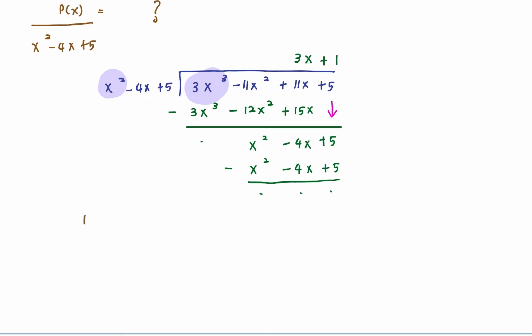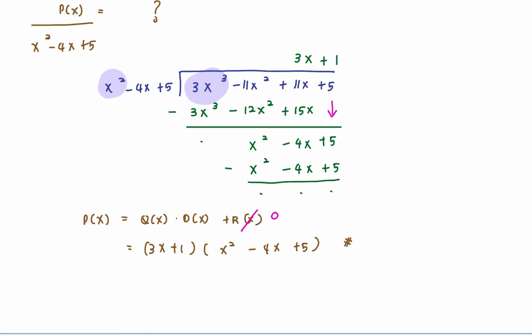So how to write your last answer? P(x) is equal to the quotient times divisor plus remainder. But the remainder is 0. So what is your quotient? 3x plus 1. The divisor just now is x squared minus 4x plus 5. Okay. That is the complete factored form.